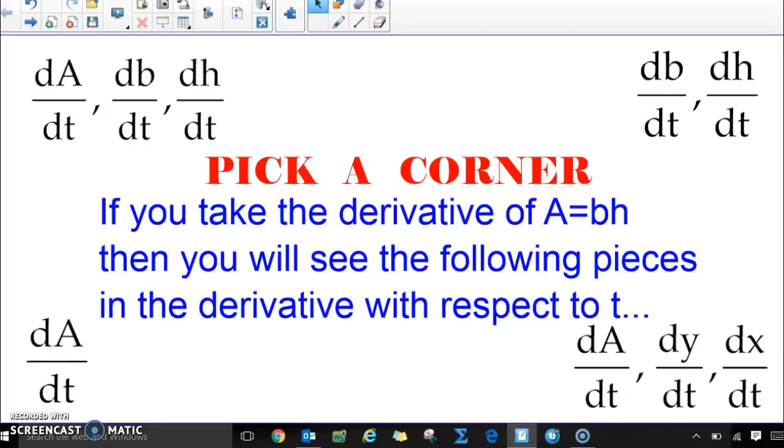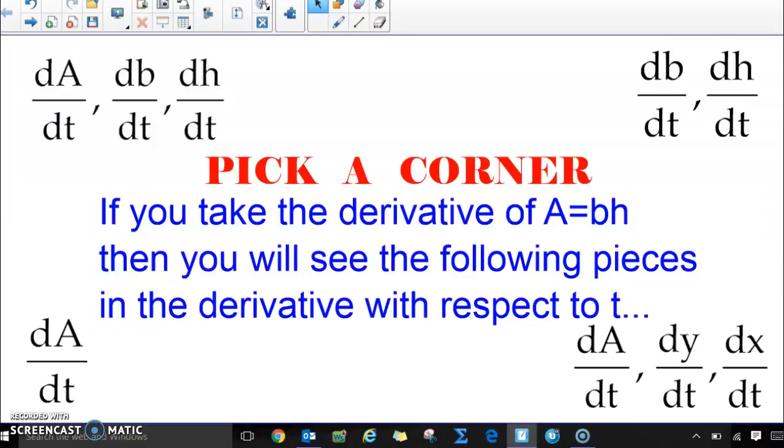Hi, this is the first day of 4.9, which is related rates. Throughout this, I'm going to ask you some questions, and I recommend that at that time you pause the video so that you can think about your answer a little bit, and then start it up again when you're ready to hear the solution. Here's the first question.